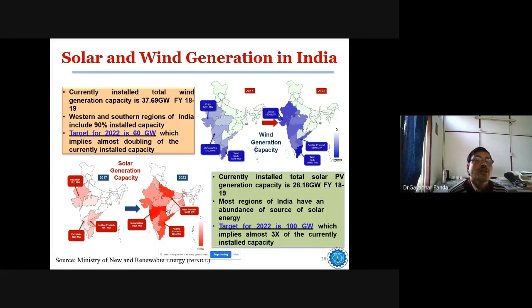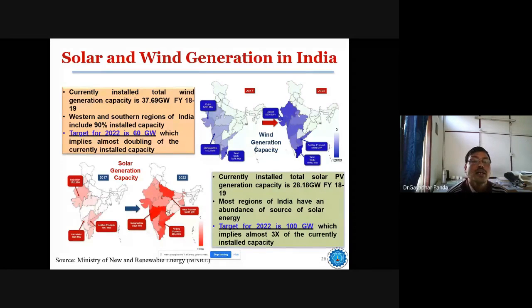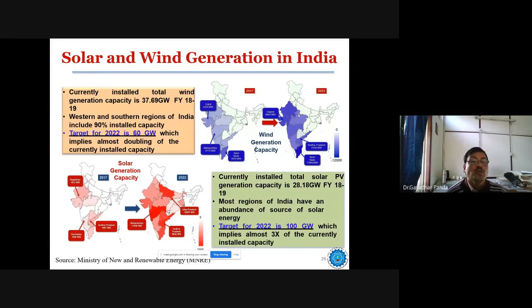Currently installed total wind generation capacity is 37.69 gigawatt in the financial year 18-19. And maximum wind power generation is in the western and southern regions, about 90% installed. Target for 22 is 60 gigawatt, which implies almost doubling of the currently installed capacity. That is the target now for wind power generation.